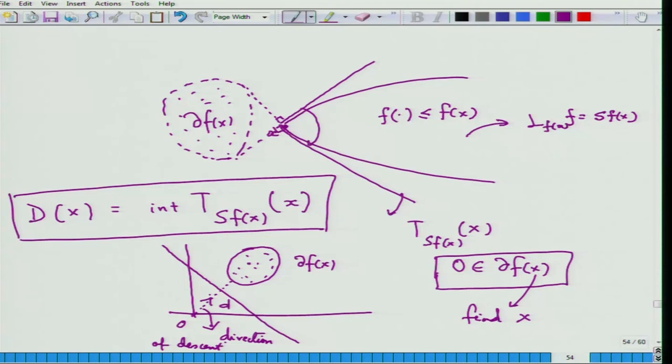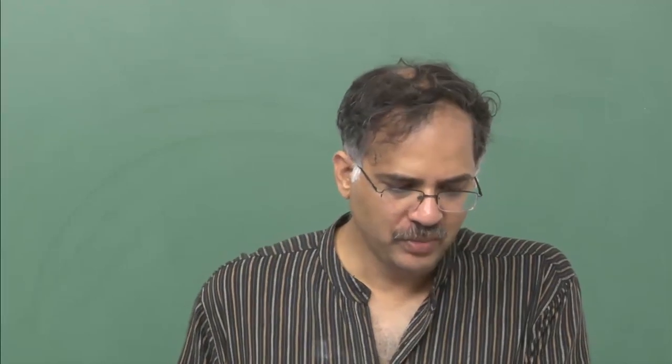So unlike the smooth situation, where there is only one way to talk about a descent direction, here there are many different geometrical approaches to talk about the descent direction, and this is a very important way to talk about it, because here there is a very simple result which says the following.